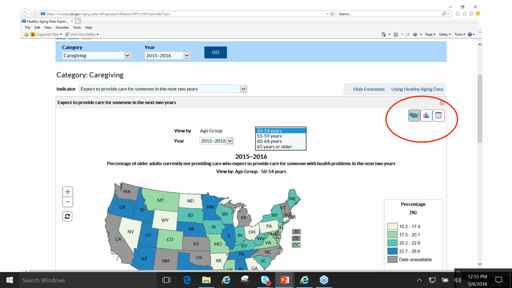This example shows, here I want to direct your attention to the widget circled in red. The map is the default display, but you can also get these data in bar graph format and in table format. Next slide, please.